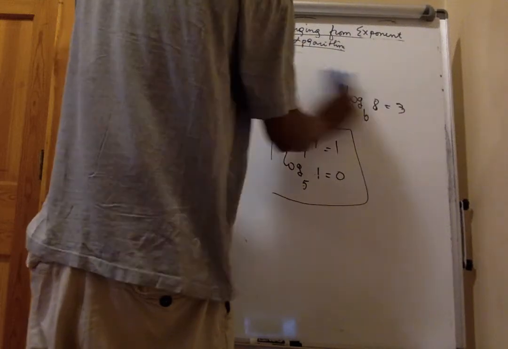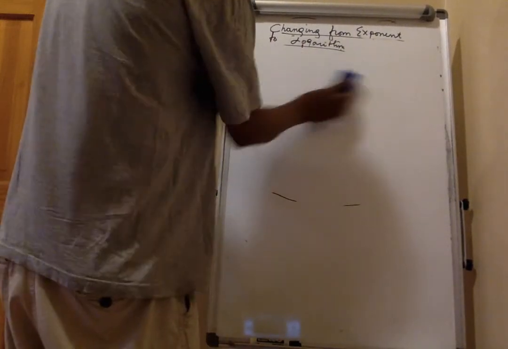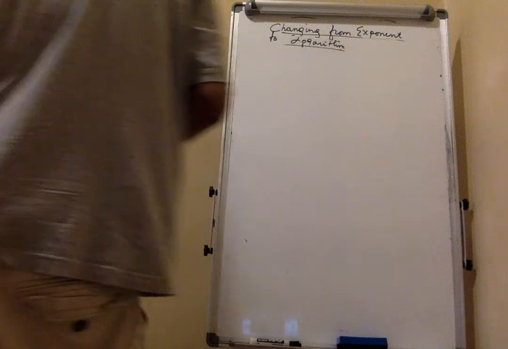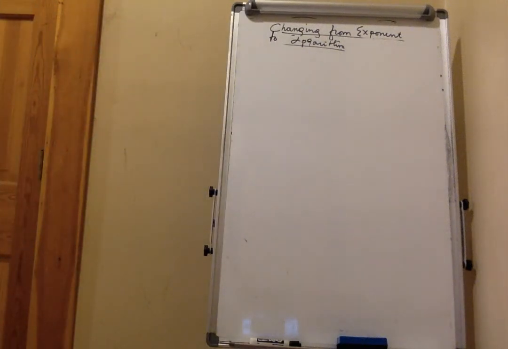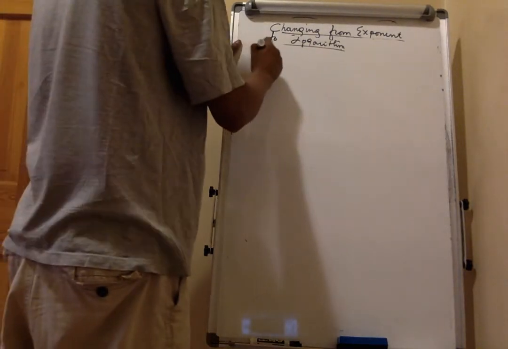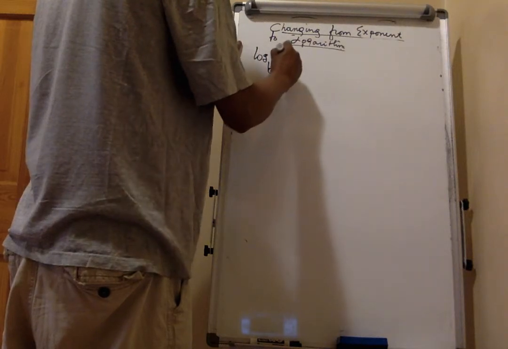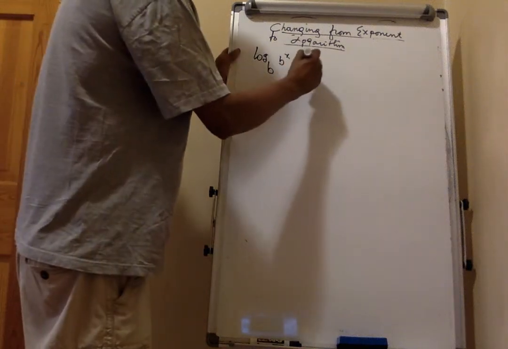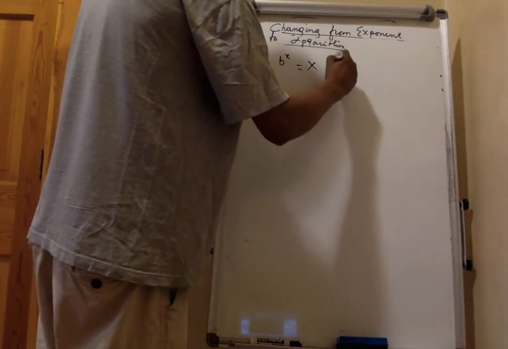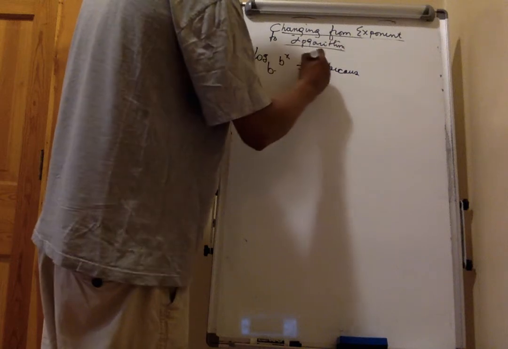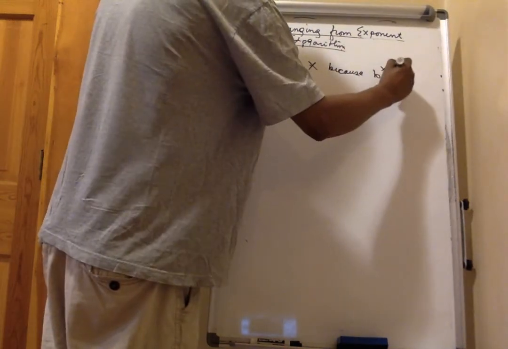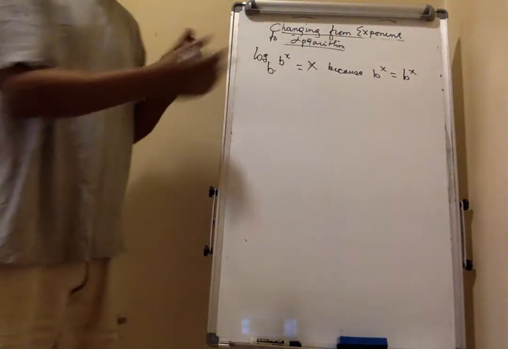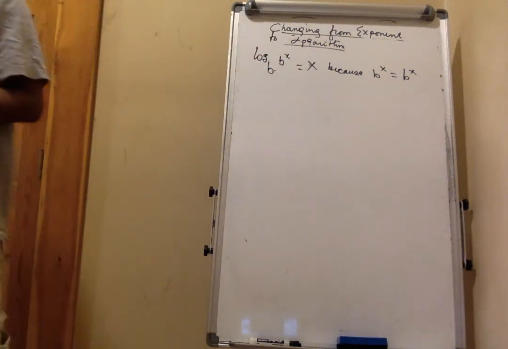Another rule that I'm going to ask you to think about would be, say, log b of b to the x. This is x because b to the x is equal to b to the x. If you change it into exponent, you know log b of b to the x is x.